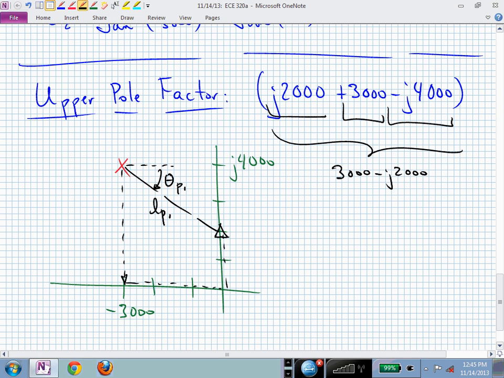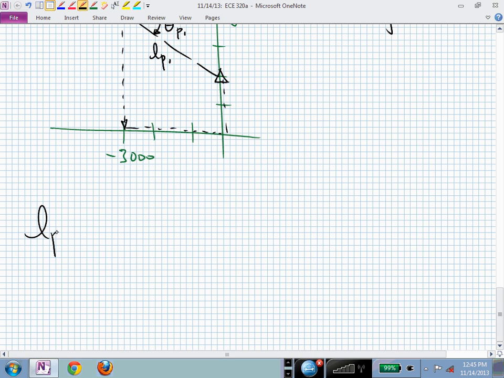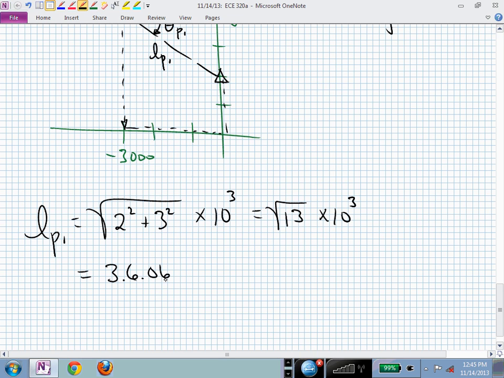Or L sub P1 is now this square root of 2 squared plus 3 squared times 1,000, or that's now the square root of 13. And L sub P sub 1 now becomes this 3.606 times 1,000.